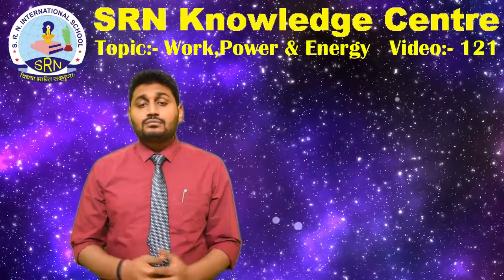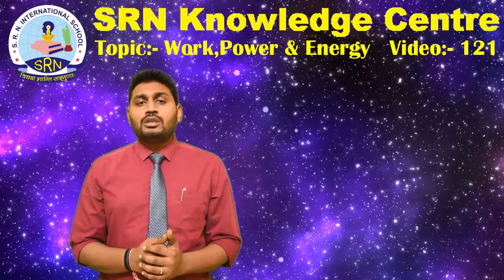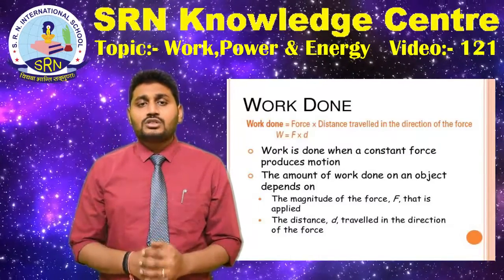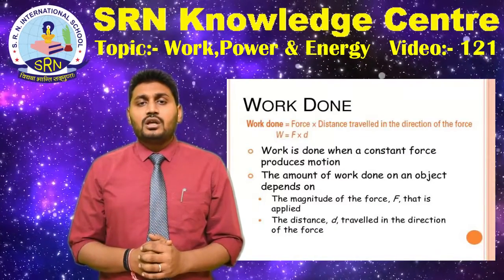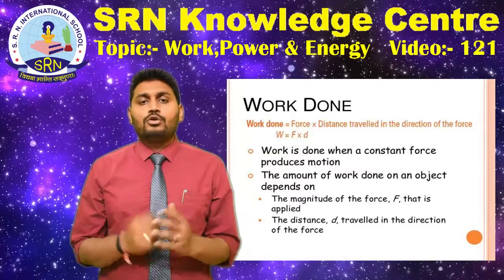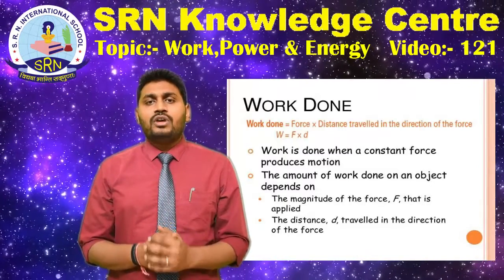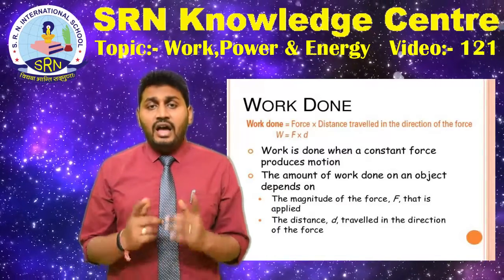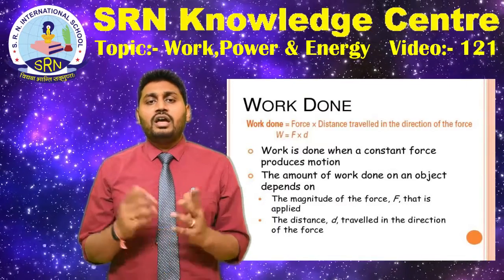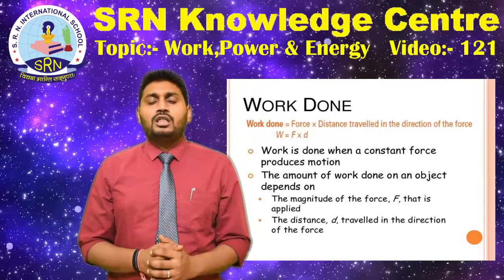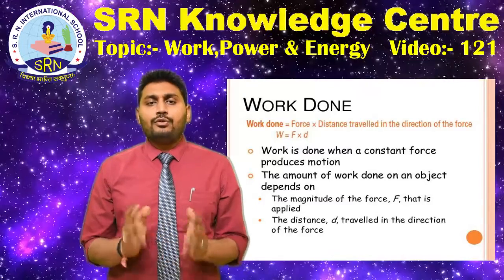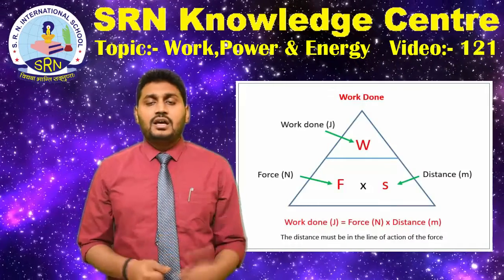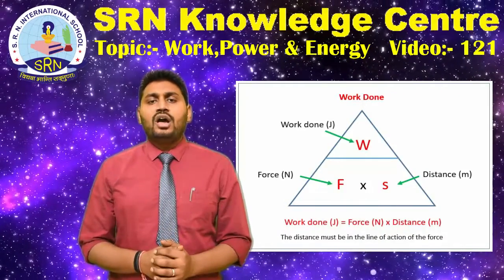Third example, a man climbing the stairs of a house is also doing the work in moving himself against the force of gravity. The work done by a force on the body depends on two factors. First, the magnitude of the force. Second, the distance through which the body moves in the direction of force. Therefore, work done in moving a body is equal to the product of force exerted on the body and the distance moved by the body in the direction of force. Therefore, the formula becomes work is equal to force into distance moved in the direction of force, that we can write as W is equal to F into S.